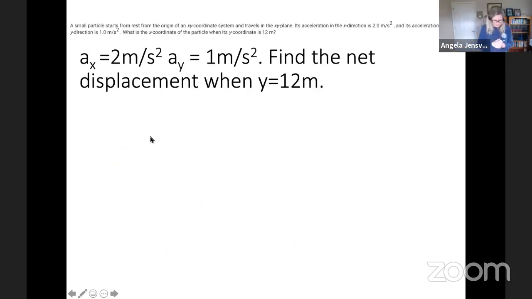Now we have a question. We are given this object starts from rest at the origin, which makes things easy. You have the components of the acceleration, and you need to find the net displacement when the vertical coordinate is 12 meters. Give it a shot.